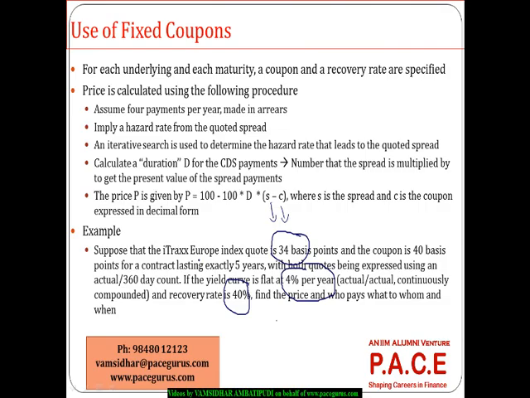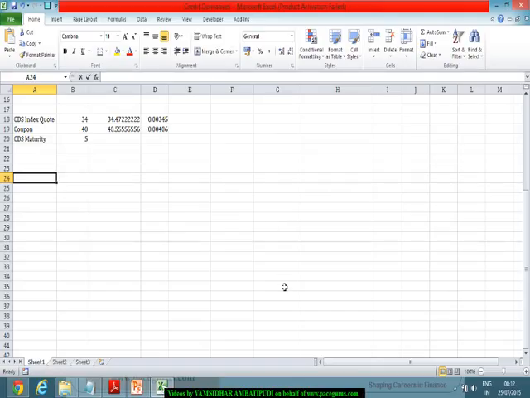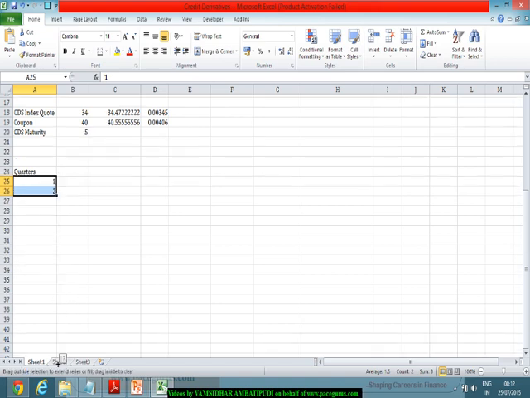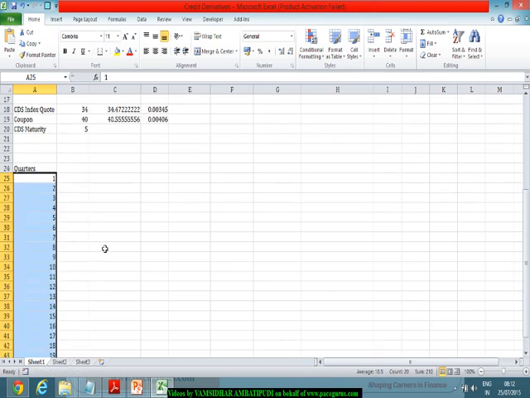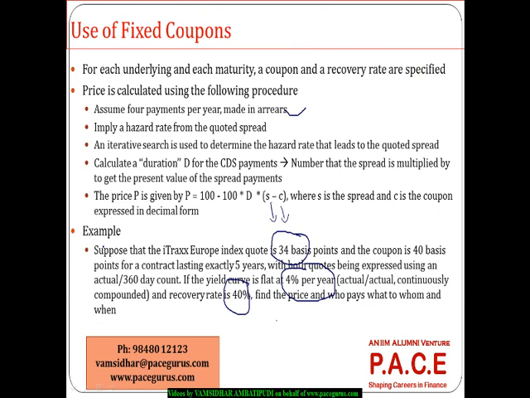Here the payments are being made, let's say quarterly every year. So here we are assuming 4 payments that are made in arrears. Let's look at quarters to start with. Quarter 1, quarter 2, and so on. I am doing the payment for 20 quarters, because it's a 5-year, 20-quarter contract. So I am paying at the end of 20 quarters.